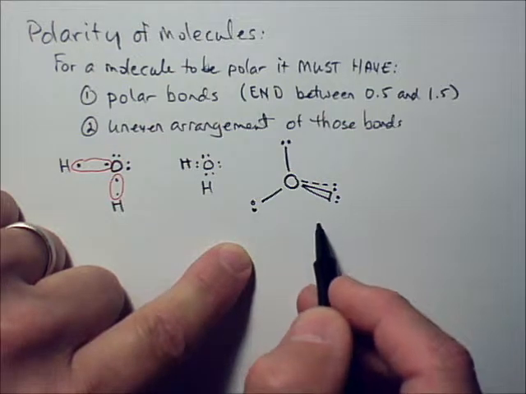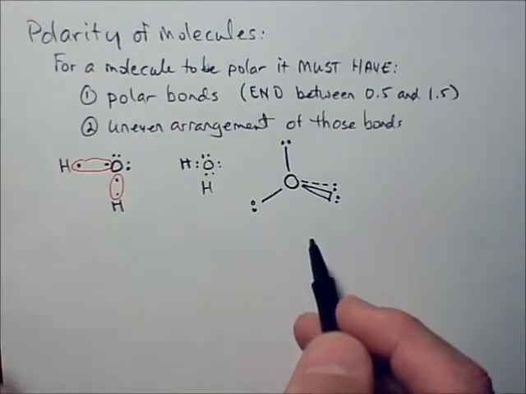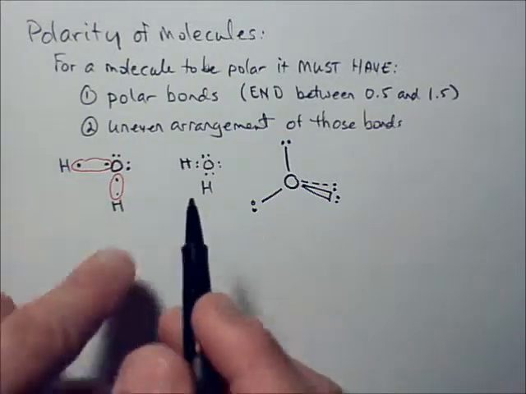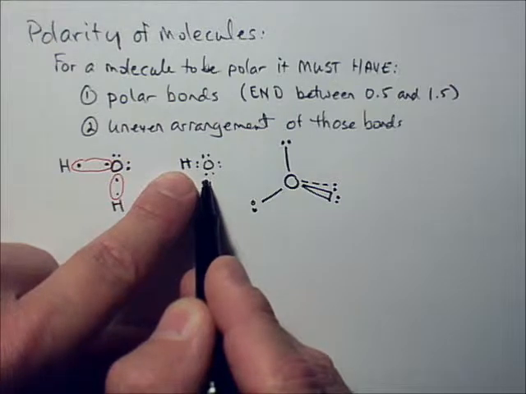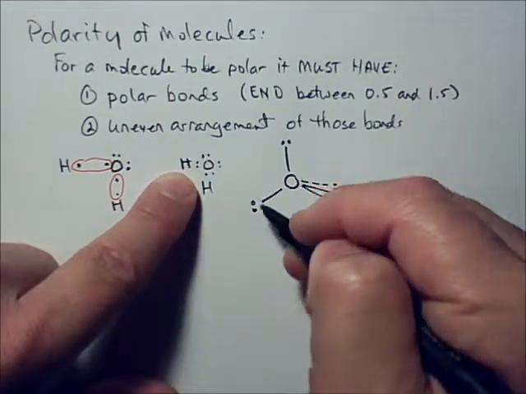From the tetrahedral electron pair shape, then, I'm going to put atoms on shared pairs of electrons. I only need 2 atoms because I only have 2 shared pairs. So I'm going to put a hydrogen on this pair and a hydrogen on this pair.